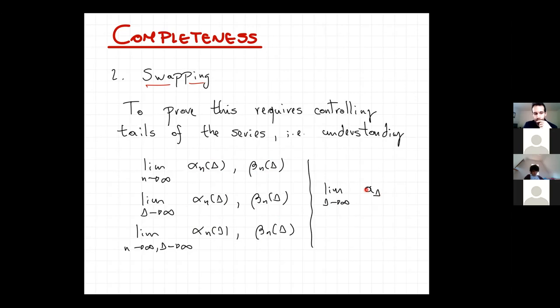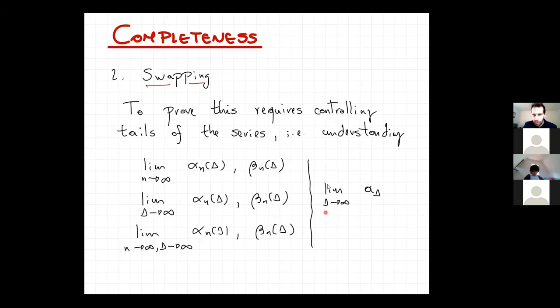Yes, Miguel. When you take both n and delta large, what's the relation between n and delta? Is the ratio fixed or what? Yes, fixed. Okay, thanks. That's the relevant limit, where they're at the same order.